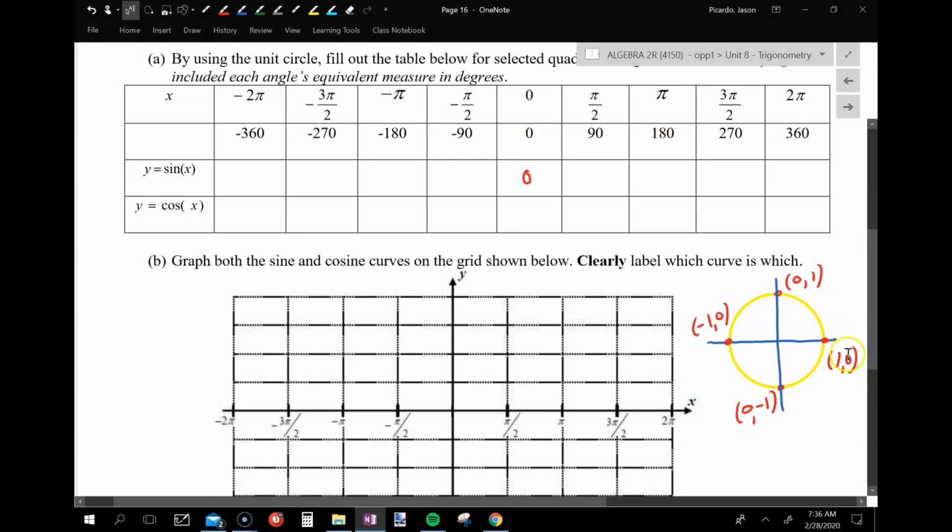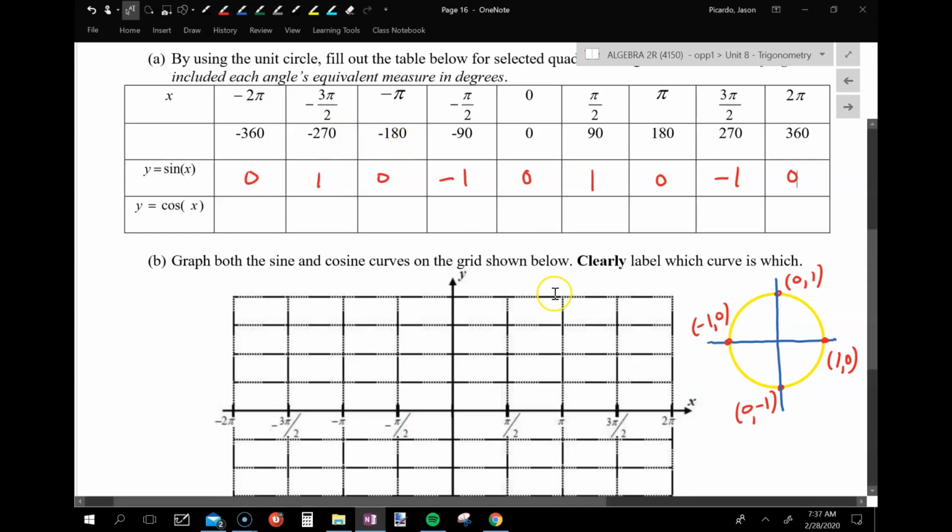Now what am I going to do? I'm just going to work my way around this thing, right? And pick the y values. So I have 0, then I have 1, then I have 0, then I have -1. And then where do I end up when I get back to the beginning? Back to 0. All right, so what if I went the other way? What if I started here and I went in the negative direction? I would go from 0 to -1 to 0 to 1 to 0.